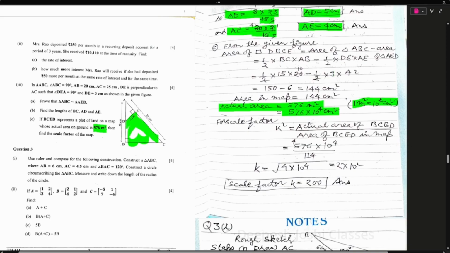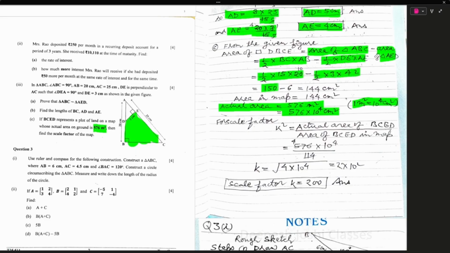Now we have to find out this figure area in the map. For this, we will apply the trick. We will find out area of the bigger triangle ABC and subtract the area of smaller triangle AED. So we will get the required area. The formula for area of triangle we know very well. It is equal to half into base into height. In the second triangle, once again half into base into height. On putting the value, the area of the bigger triangle is 150 and the area of smaller triangle is 6. On subtracting these two, we have 144 centimeter square.